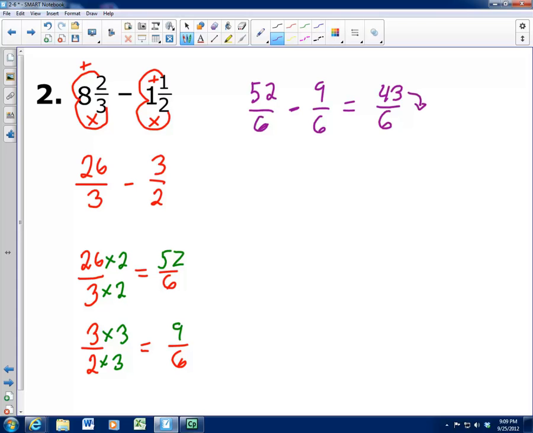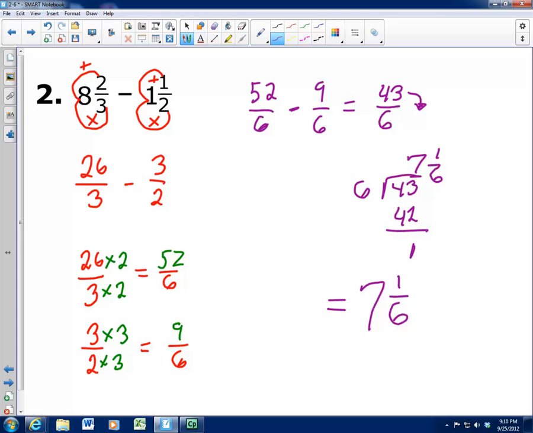Our 43 falls into our division box. So we're going to divide 43 divided by 6. Well, 6 goes into 43, 7 times? Which gives us 42, with a leftover of 1. And remember, I put my remainder over the number that I divided by, so this would be 7 and 1 over 6. And that is my answer. I'll write it a little bit bigger down here so we can see it. 7 and 1 over 6.